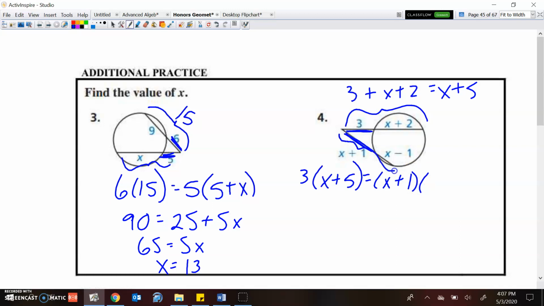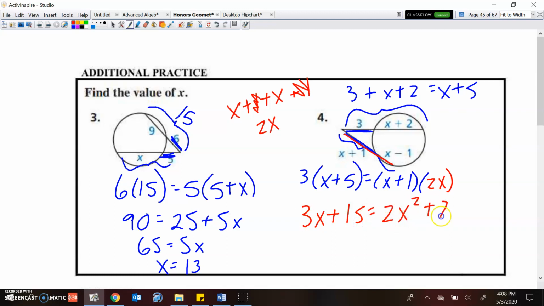So this entire length here would be, and I'll write it in a different color so we can see it, x plus 1 plus x minus 1. Well, the 1's are going to cancel out, and so we really just get 2x. That represents the entire length of that secant segment. Distribute, I get 3x plus 15 equals 2x squared plus 2x. Get everything on one side, so 2x squared minus x minus 15 is equal to 0.